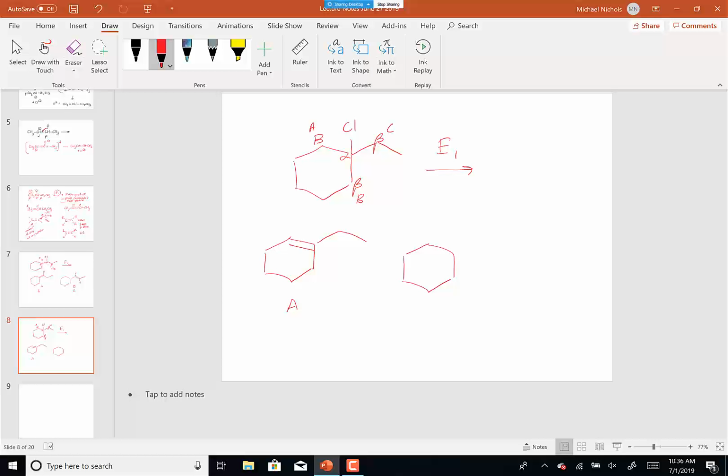Then what's B going to look like? That, and then what's C going to look like? That. So I'm forming the products by forming the double bond between each of the alpha and the beta carbons. So the question then becomes, which one of these is going to be the major product?